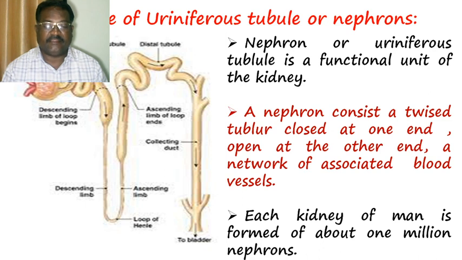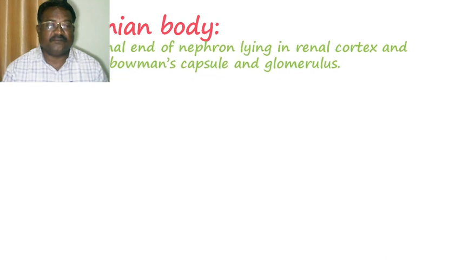Each kidney of man forms about 1 million nephrons. Means each kidney of every person consists of about 1.2 million nephrons. Next, the nephron consists of the Malpighian body.